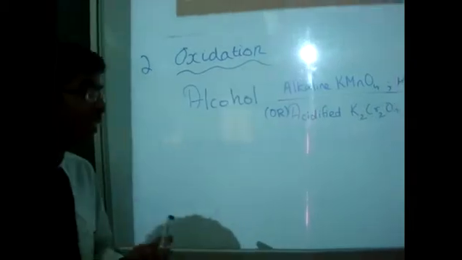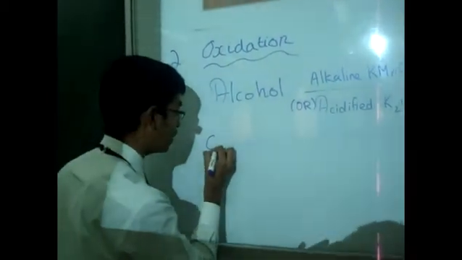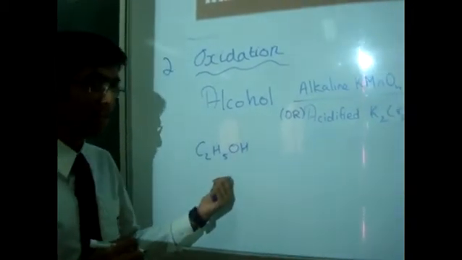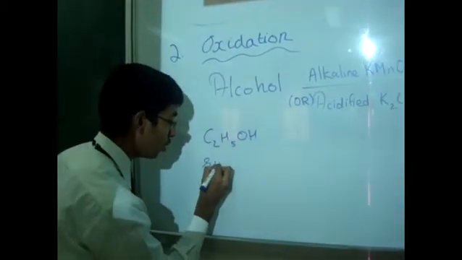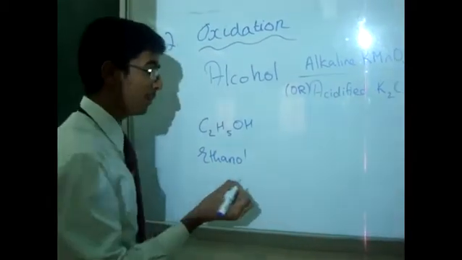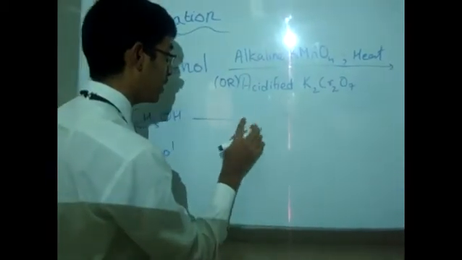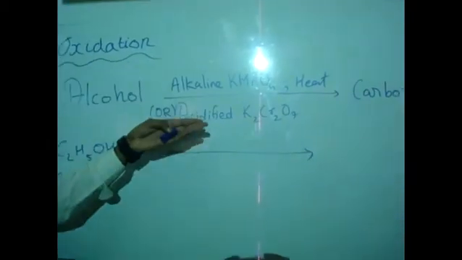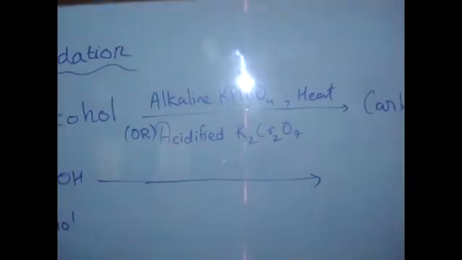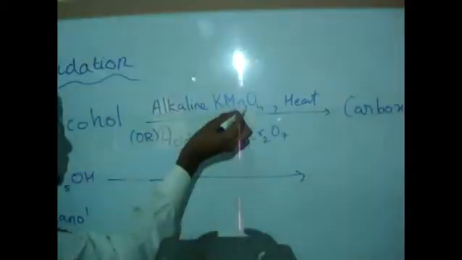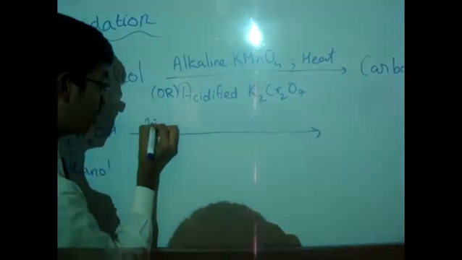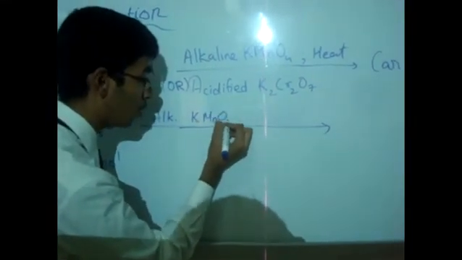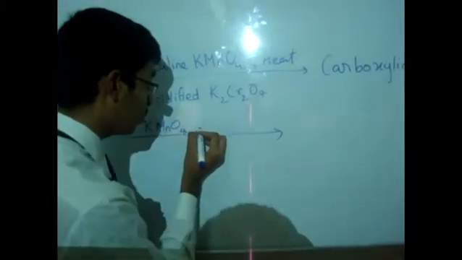Now we can take a really familiar alcohol, that is C2H5OH. Now do you know which alcohol it is? It is ethanol. It's a really familiar one. Now it is oxidized in the presence of, we can either take alkaline KMnO4 or acidified potassium dichromate. So I'll take here alkaline potassium permanganate. I'll use the short form here, okay? And we should provide heat also.